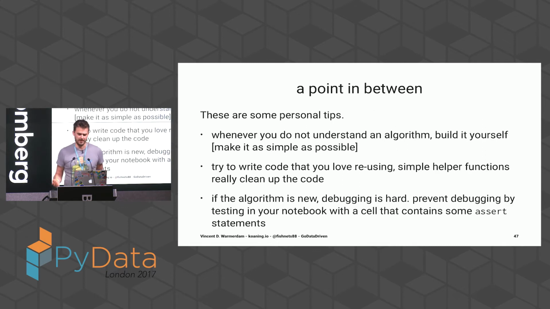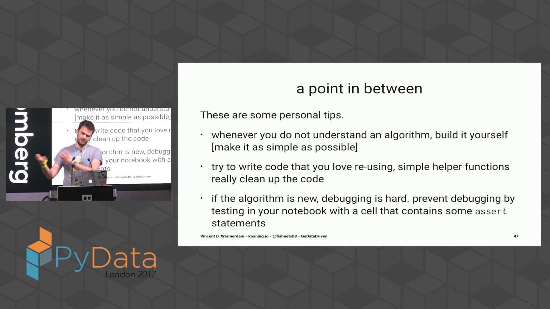And just as a point in between, whenever you're trying to learn something new, this is what I learned from analyzing how I was learning this: whenever you do not understand an algorithm, build it yourself and make it as simple as possible. Quite often when you're learning a new algorithm, all it takes is a for loop or two. Try to write code that you love reusing as well. Simple helper functions like the likelihood function that I made make sure that you don't make unnecessary mistakes. And especially if the algorithm's new, debugging is kind of hard.